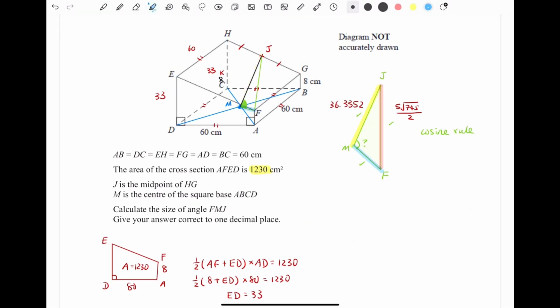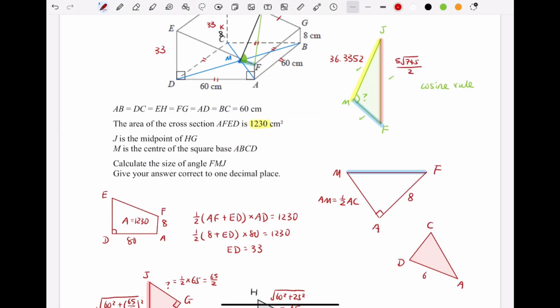If we look at this 3D shape, we can see this MFA is also a right-angled triangle. It's because FA is perpendicular to the base. Therefore, the angle MAF is 90 degrees. We know AF is 8. We know AM is a half of AC because M is the midpoint of the base. So to work out AC, we can see this triangle ADC, which is 60 and 60, an isosceles right-angled triangle.